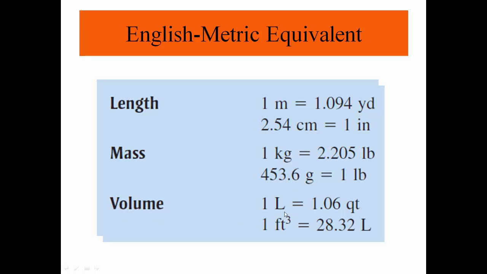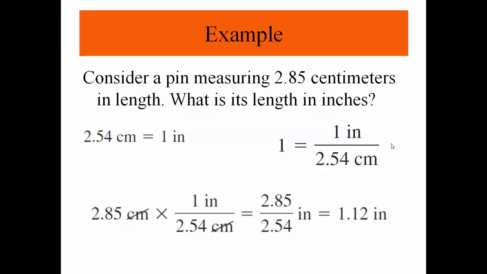Volume: 1 liter is equivalent to 1.06 quarts in the English system. 1 cubic foot in the English system is equivalent to 28.32 liters in the SI system. So let's see now how we can convert one unit to another unit.